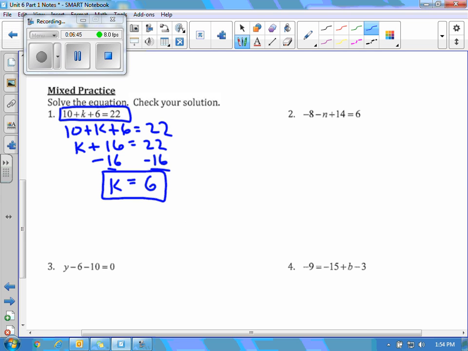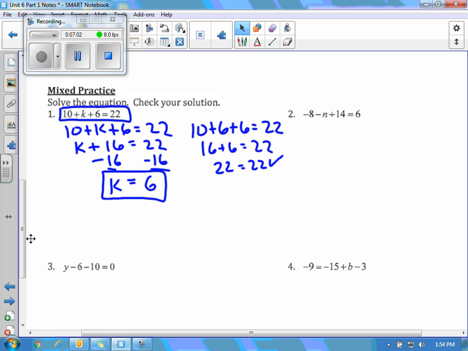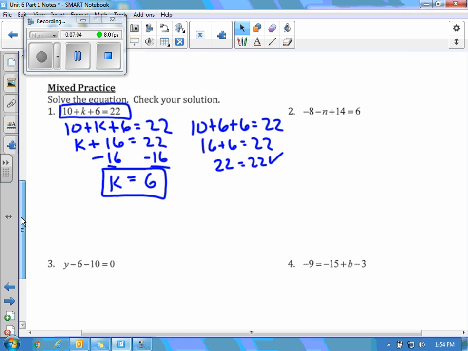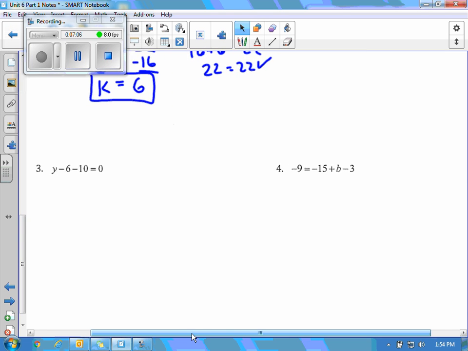It says to check my solution, so I need to plug in. So I have 10 plus 6 plus 6 equals 22. 10 plus 6 is 16. 16 plus 6 is 22. So I know I've done that correctly. I'm going to leave number 2 for you guys. I'm going to skip down. Actually, I'm going to skip all the way down to number 4.